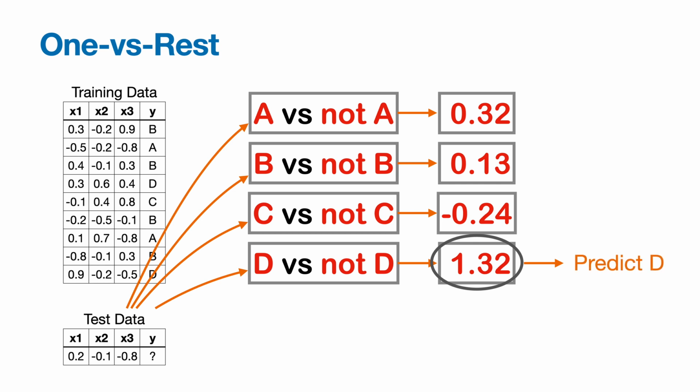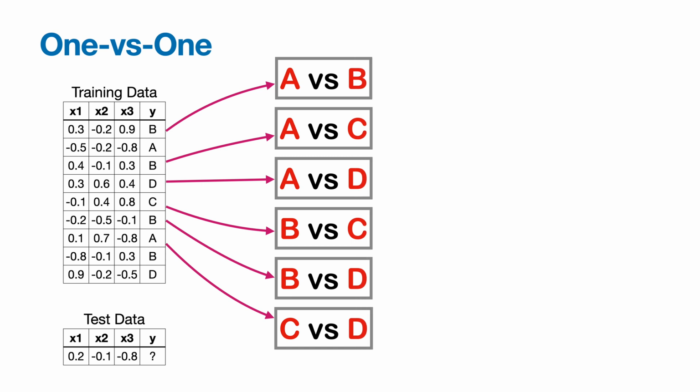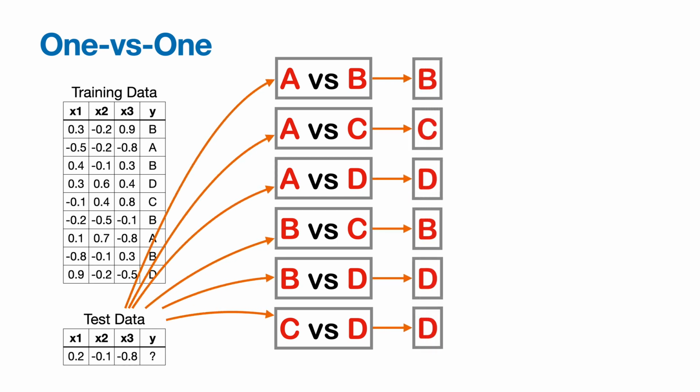With one versus one, you'd train 6 binary classifiers, one for each pair of classes. Given a new sample X, have each of them make a prediction, and then let them vote on the most likely target class. Of course, it's possible to have ties, so it requires a tie-breaking mechanism, which usually means it requires some sort of score function, just like one versus rest.